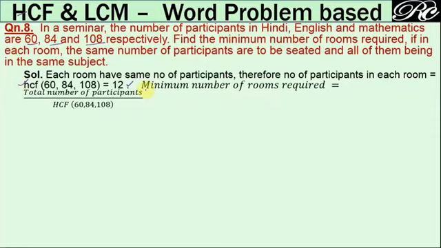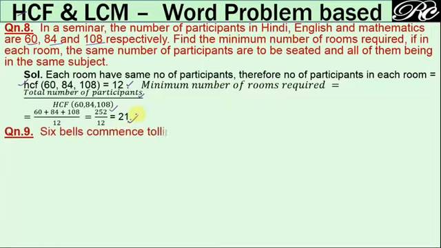Therefore, the minimum number of rooms required will be the total number of participants divided by the HCF of each subject's participants. Substituting, the total number of participants is obtained by adding 60, 84 and 108, and the HCF we have calculated as 12. Substituting it, we get 21. This is one kind of question.